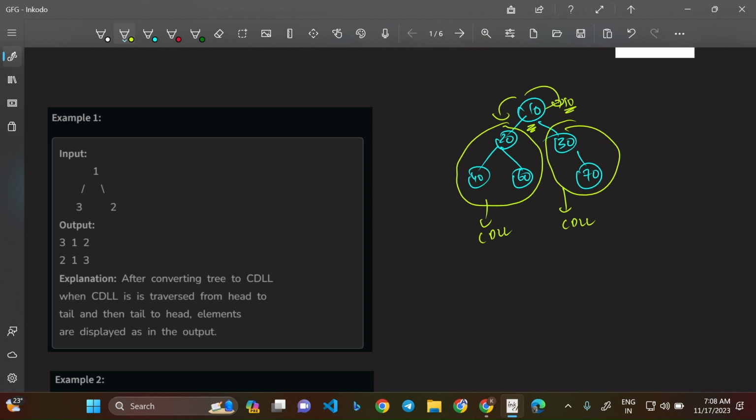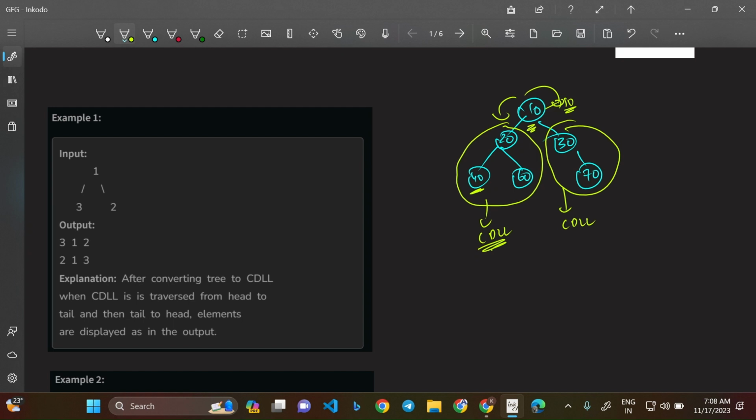Now I'll be keeping my left to the left CDLL, right to the right CDLL, and then I'll be returning the left CDLL head, because we are going to put the CDLL in the in-order traversal way. If you are doing in-order traversal, your leftmost node must appear first. So that is the reason you'll be returning the left head at the end. Okay, left CDLL head. So how are we doing this?